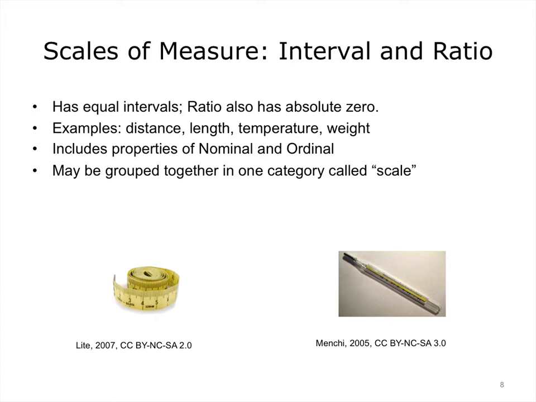Note that the distinction between interval and ratio is that ratio data have an absolute 0 point. In many cases, this distinction is not made, and interval and ratio data are simply grouped together into a category referred to as scale data.